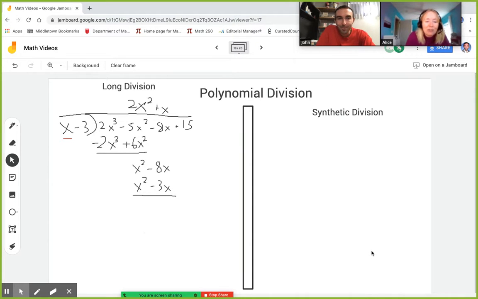Now I'm going to go through and change the signs. It's just like that. So now I'm going to end up with negative 5x. I'm going to bring down my 15. And what do I need to multiply x by to get negative 5x? Well, I need a negative 5. So negative 5 times x is negative 5x. So we know we're doing things right. Negative 5 times negative 3 is going to give me positive 15.